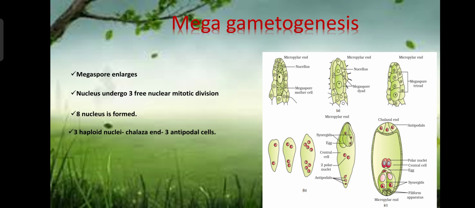The next 3 haploid nuclei move towards the micropylar end and form the egg apparatus. This egg apparatus is made up of 2 synergids and 1 egg cell. The remaining are only 2 nuclei. The 2 nuclei remain in the center of the cell and form a central cell having 2 nuclei. Thus, a typical angiosperm embryo sac will have 7 cells and 8 nuclei.